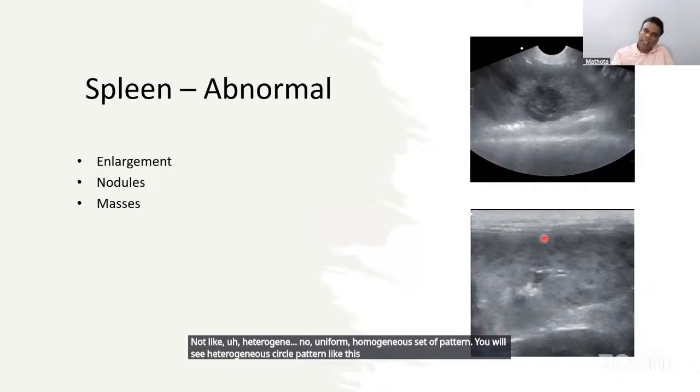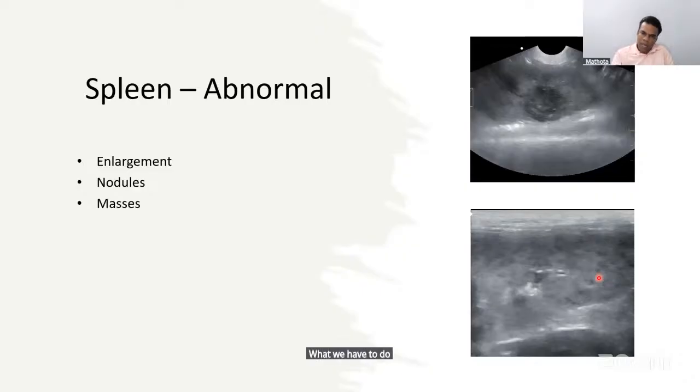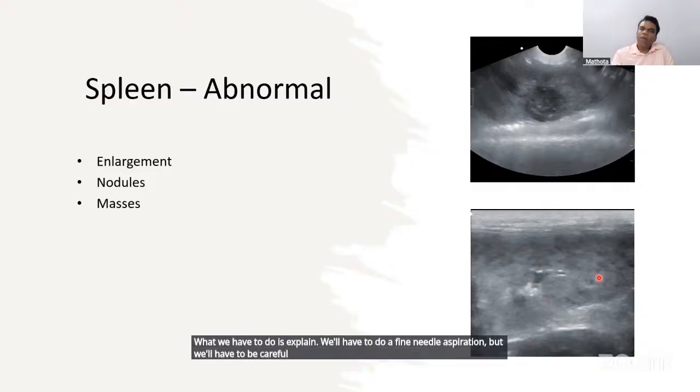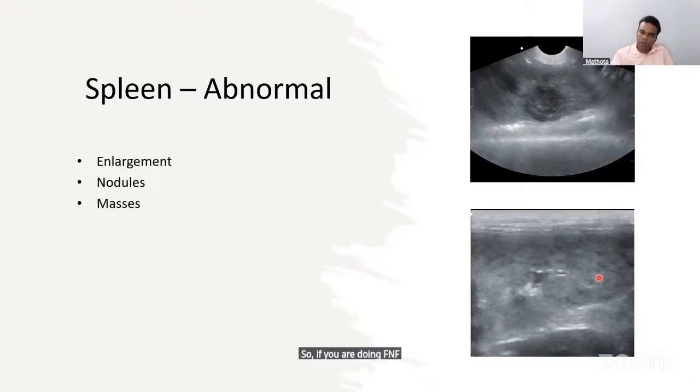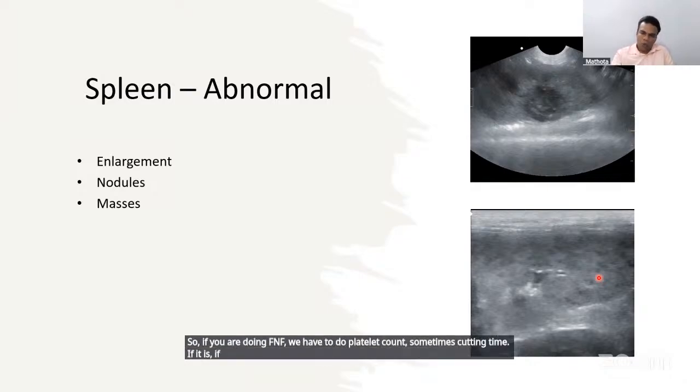Then if it is suspicious, we can't conclude whether there's something wrong or not. If you see this type of spleen, what we have to do is FNA. We'll have to do fine needle aspiration. But we'll have to be careful when we do FNA from the spleen, because if there's a bleeding tendency, we can't do FNA from the spleen. So if you are doing FNA, we have to do a platelet count, sometimes clotting time. If everything is normal, we can do FNA from the spleen and do the diagnosis.